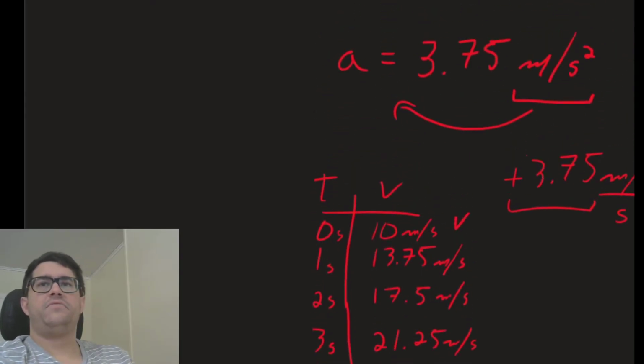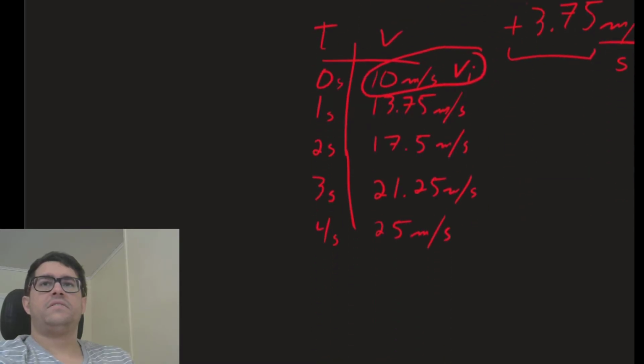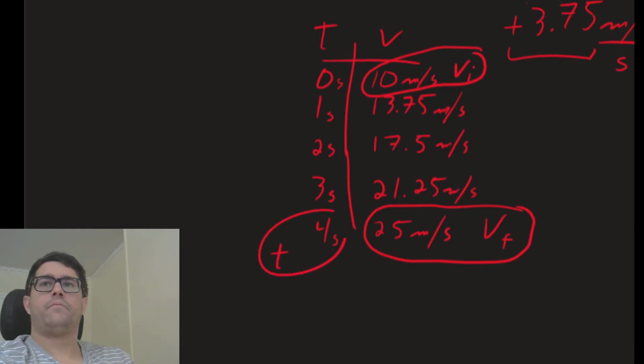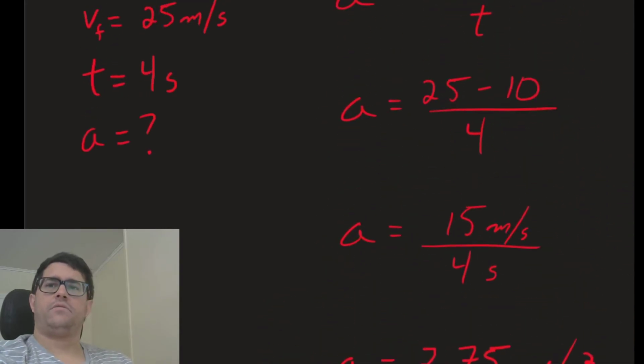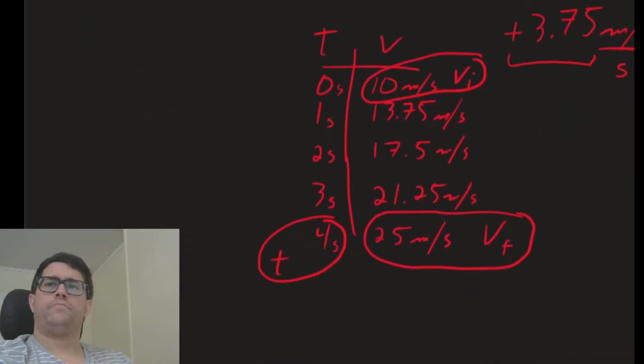So we can see this is the VI. You can see that this is the VF. And this is the total amount of time. Right? Are you getting it? Number 2.